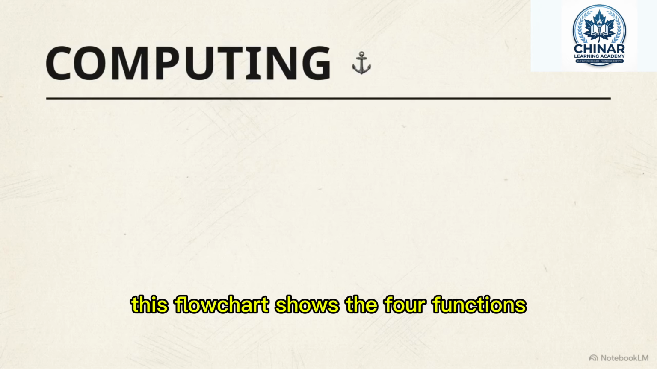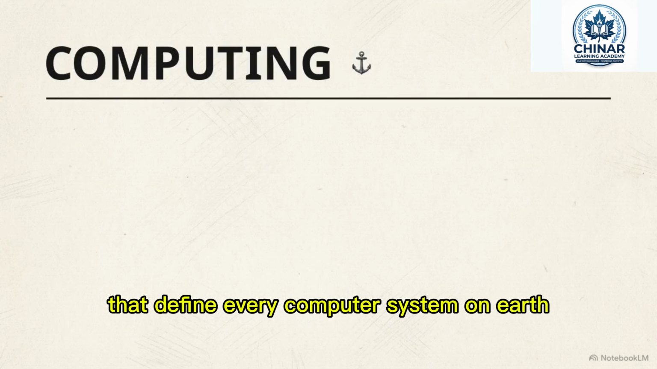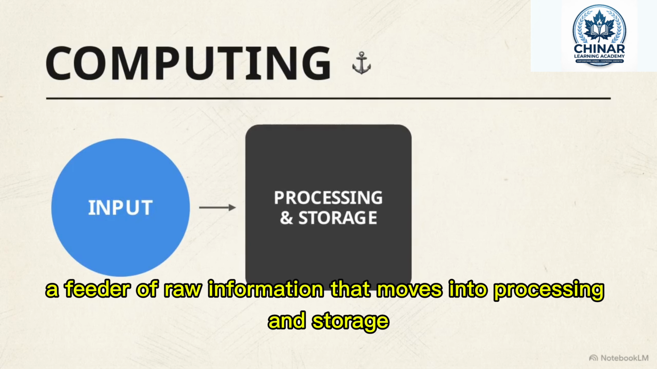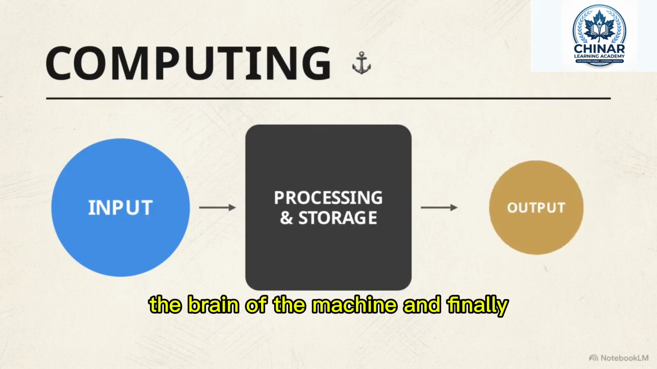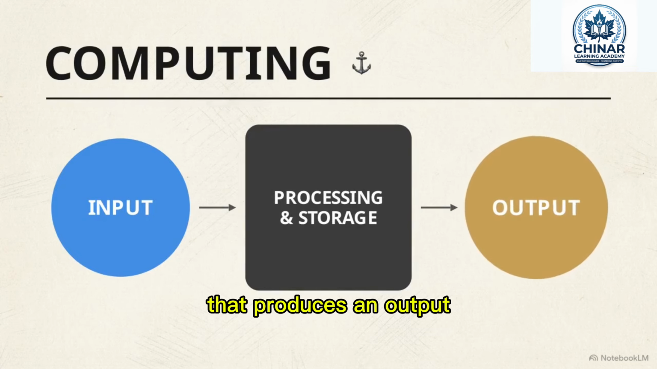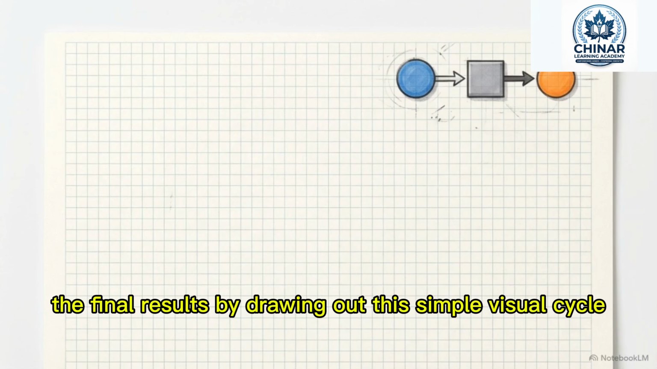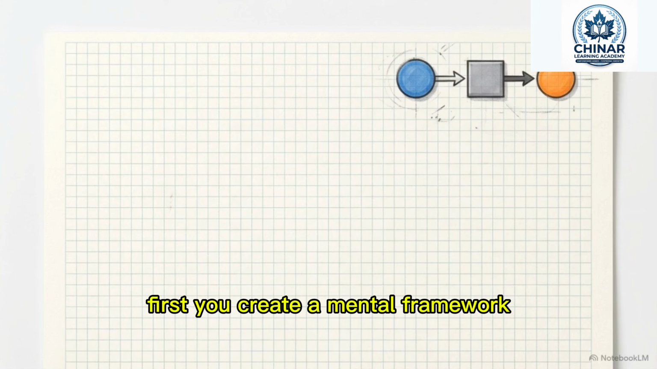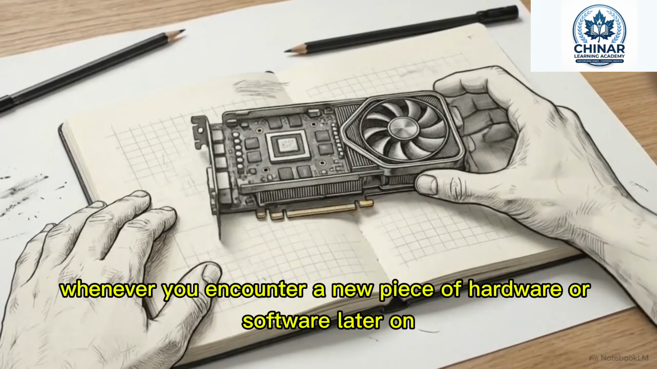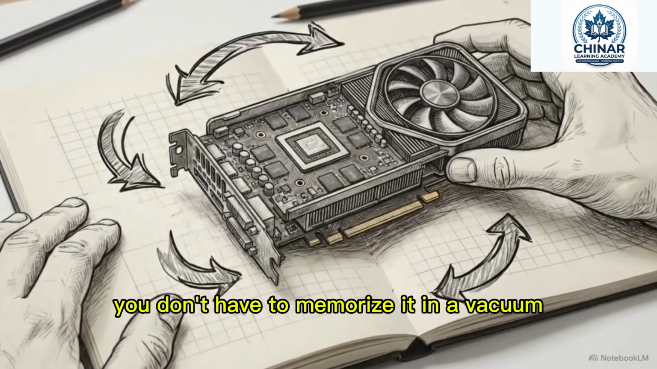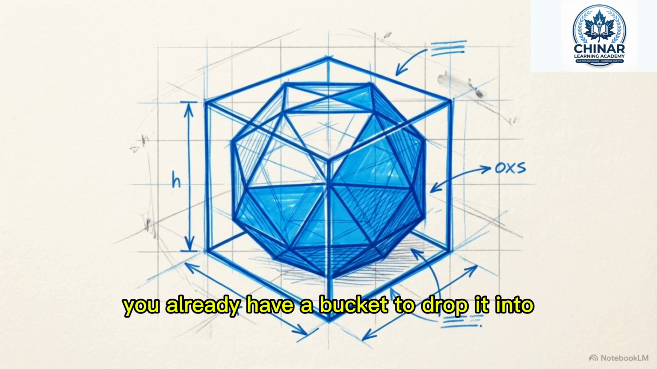This flowchart shows the 4 functions that define every computer system on Earth. You have an input, a feeder of raw information, that moves into processing and storage, the brain of the machine, and finally, that produces an output, the final results. By drawing out this simple visual cycle first, you create a mental framework. Whenever you encounter a new piece of hardware or software later on, you don't have to memorize it in a vacuum. You already have a bucket to drop it into.